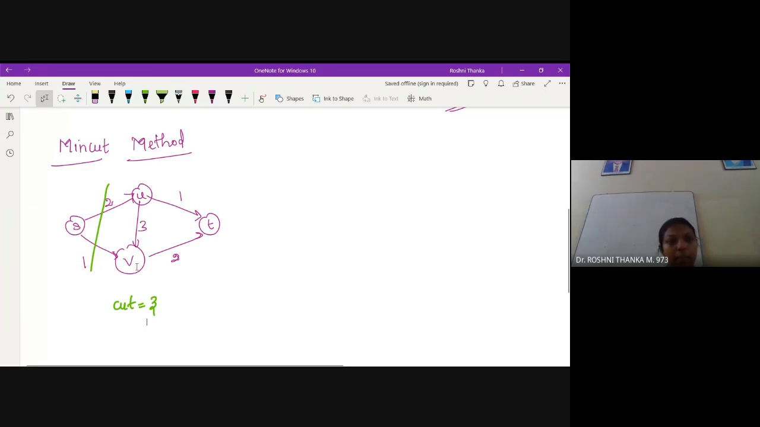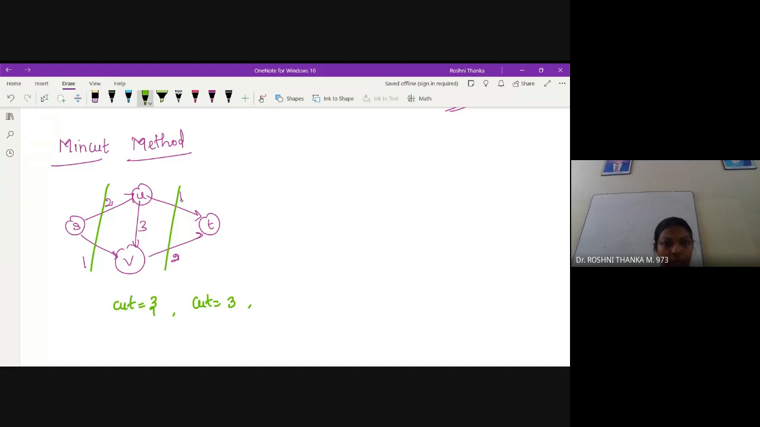What is the other place I can cut this graph? This way, right? Here also I can divide the graph. If I cut or divide it in this way, what is the cut value I will get? Cut equals, again you can see, 2 plus 1, so 2 plus 1 is 3. So this is another way I can cut it.